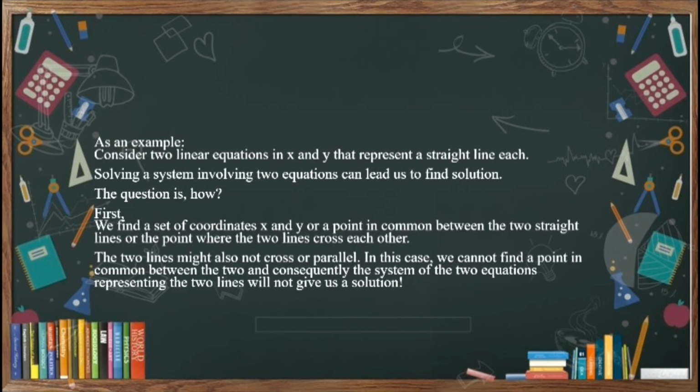As an example, consider two linear equations in x and y that each represent a straight line. Solving a system involving two equations can lead us to find a solution. The question is how. First, we find a set of coordinates x and y, or a point in common between the two straight lines, a point where the two lines cross each other. The two lines might also not cross, or be parallel. In this case, we cannot find a point in common between the two, and consequently the system of the two equations representing the two lines will not give us a solution.